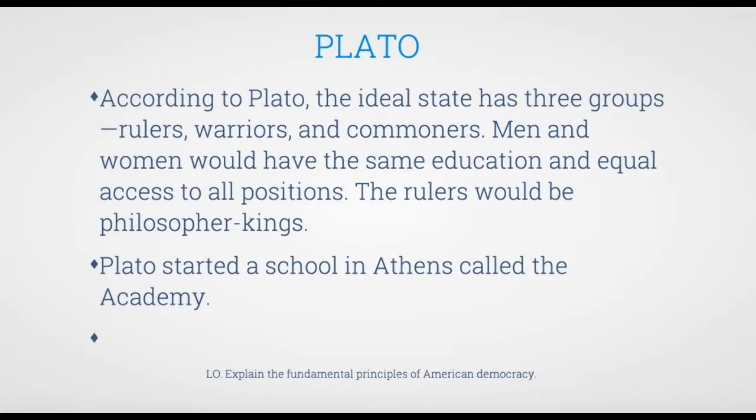According to Plato, the ideal state has three groups: rulers, warriors, and commoners. Men and women would have the same education and equal access to all positions. The rulers would be philosopher kings. Plato started a school in Athens called the Academy.